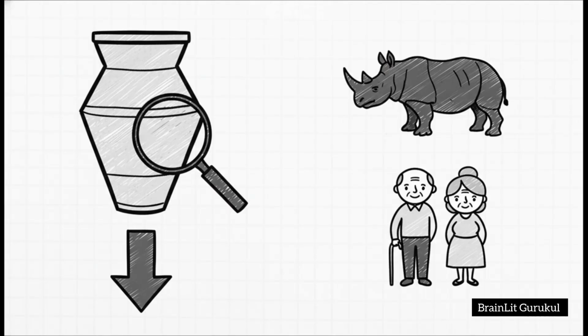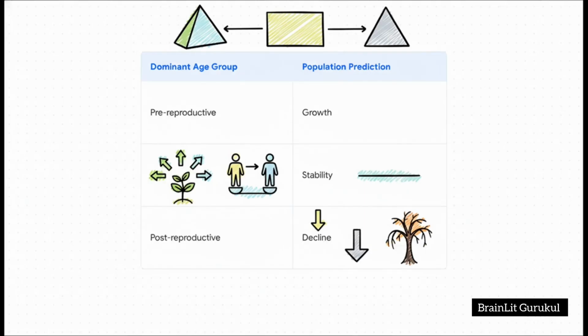So yeah, a narrow base means fewer future breeders, which inevitably leads to a shrinking population. You see this pattern a lot in species with low birth rates, like many large mammals, and it's also something we see in some aging human populations across the globe. Okay, so let's boil this all down into a super simple cheat sheet. If the pre-reproductive group is the biggest chunk of your pyramid, you can bet on growth. If the pre-reproductive and reproductive groups are about the same size, you're looking at stability. And if the post-reproductive group is the dominant one, well, a decline is on the horizon. It's a surprisingly direct and really powerful relationship when you think about it.